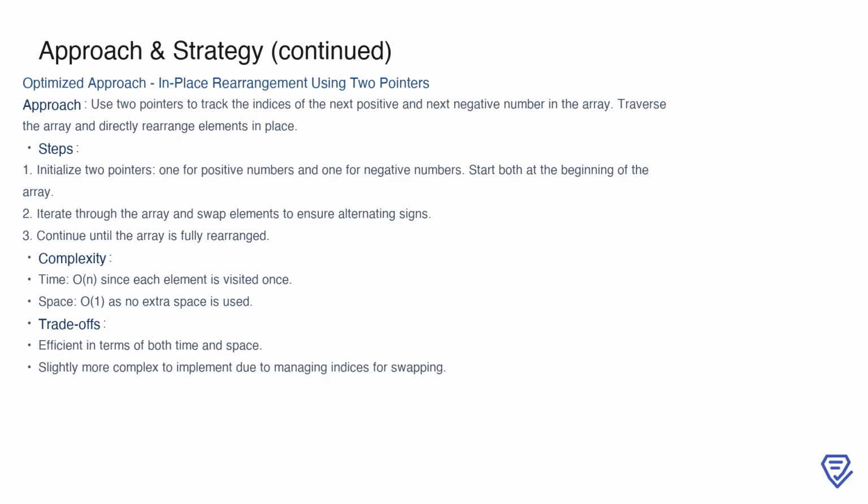The swapping ensures that the order remains consistent throughout the traversal. This method is highly efficient in terms of both time and space, with a time complexity of O(n) and a space complexity of O(1). However, managing the indices and swaps introduces additional complexity, which might make the implementation slightly more challenging. Despite this, the approach is optimal for scenarios where minimizing space usage is a priority.